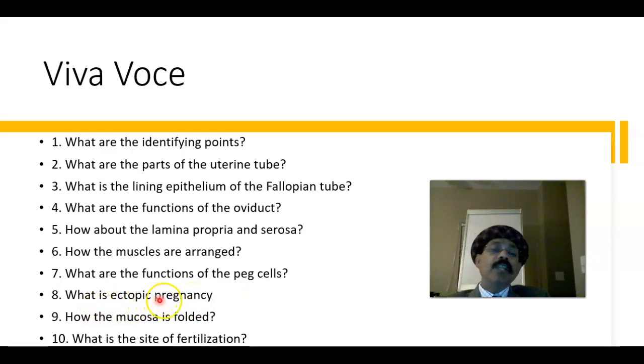What is ectopic pregnancy? Any pregnancy that is not in the normal site. The normal site is in the body of the uterus, close to the fundus. If it is anywhere outside that, it is an ectopic pregnancy. How is the mucosa folded? The mucosa is very much folded in the ampulla. The folding is decreased in the isthmus and further decreased in the intramural part of the uterine tube. What is the site of fertilization? That is the ampulla. And that's all about the histology of the fallopian tube, uterine tube, or oviduct.